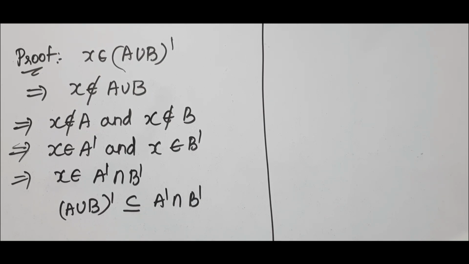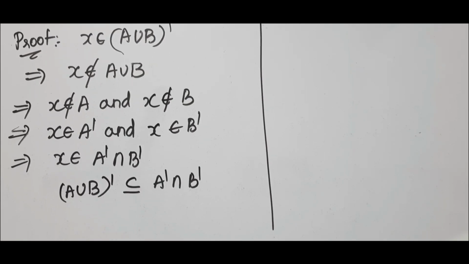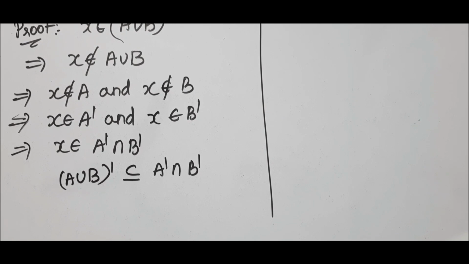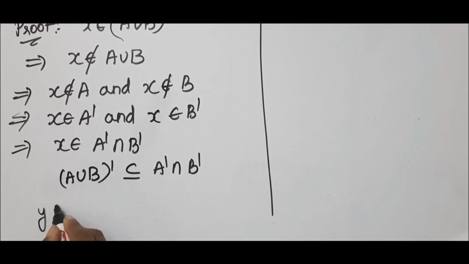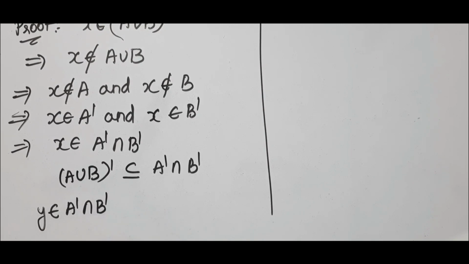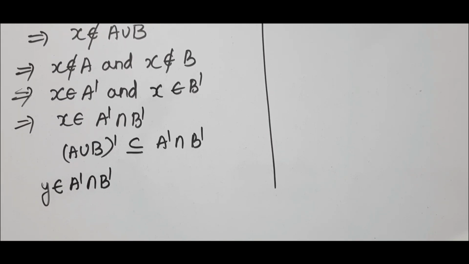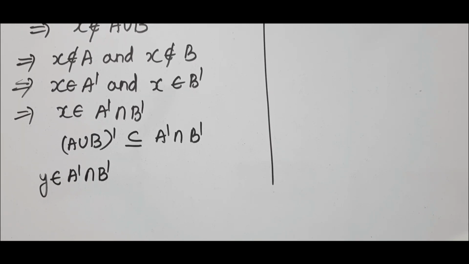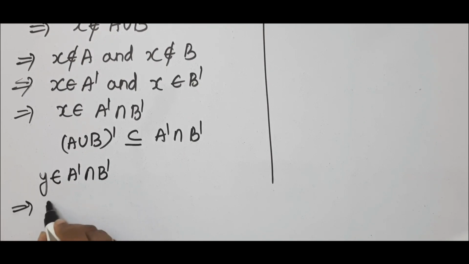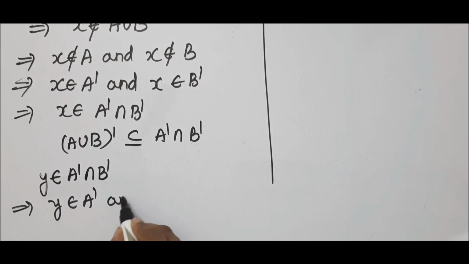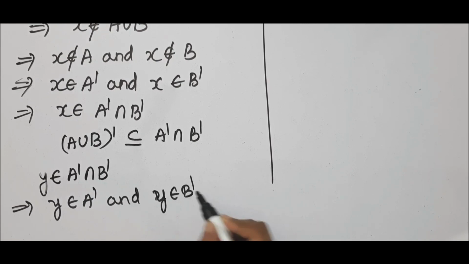Now let us prove A complement intersection B complement is a subset of this. To prove that, let us take any other arbitrary element Y which belongs to A complement intersection B complement. So when we are saying that Y belongs to A complement intersection B complement, it means Y belongs to A complement and Y belongs to B complement.